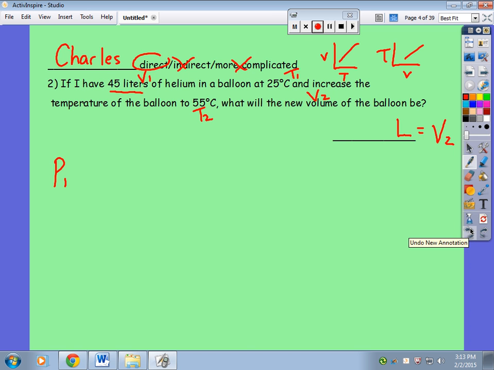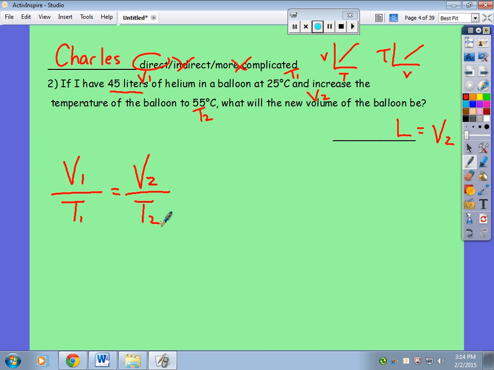And if you don't understand that, then you can write P1V1 over N1T1 for each problem, and P2V2 over N2T2 for each problem, and then just cross out the variables that you don't have. So I know for a fact that I'm not using pressure or moles, so I'm going to go ahead and put volume over temperature equals volume 2 over temperature 2. That's the equation I expect you to write.